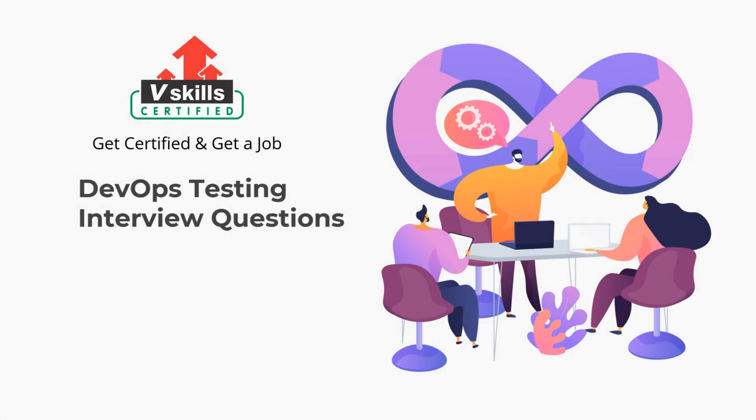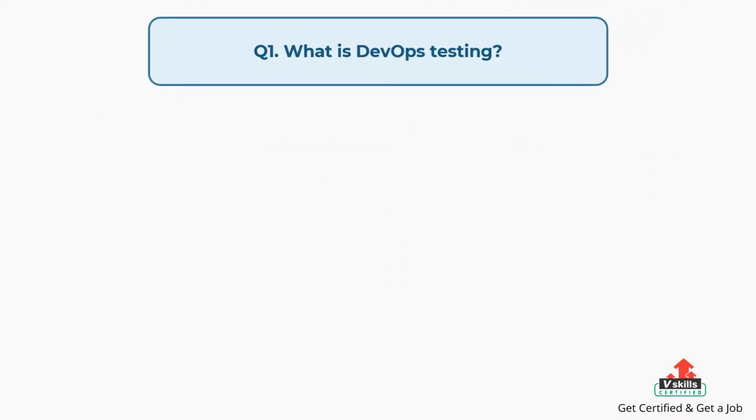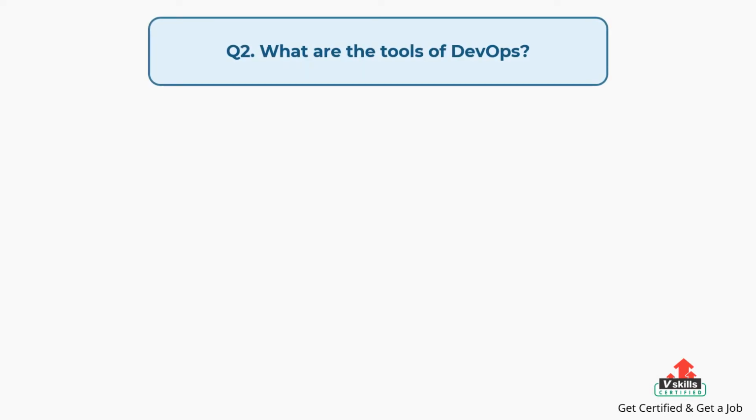In this video, you will learn about the top interview questions for DevOps testing. So, let's get started. Question number 1. What is DevOps testing? The answer is: DevOps testing means testing at all stages of DevOps. It involves the usage of tools for automation testing and continuous integration so as to test at each stage of DevOps.